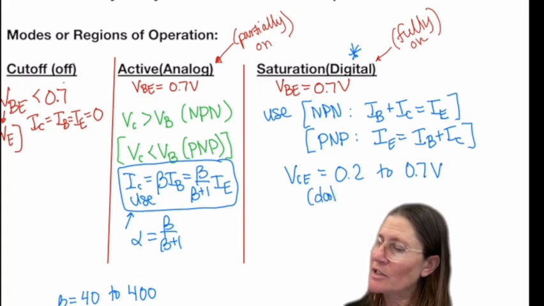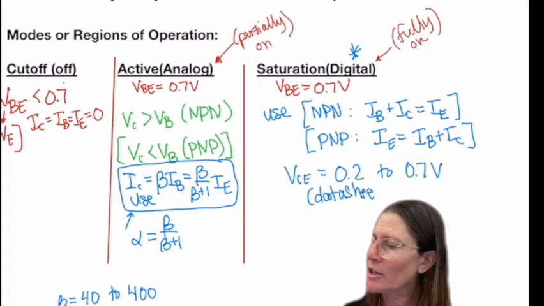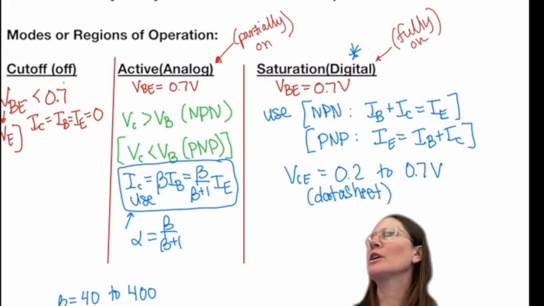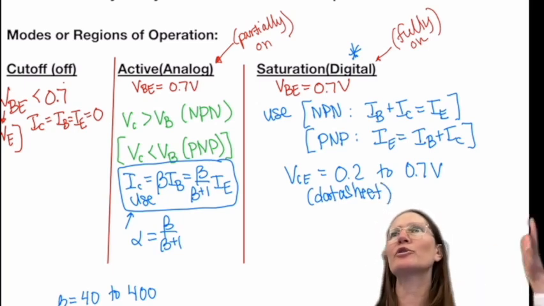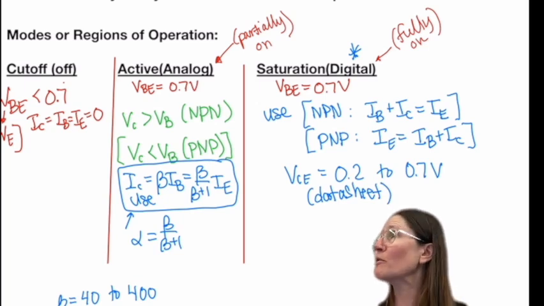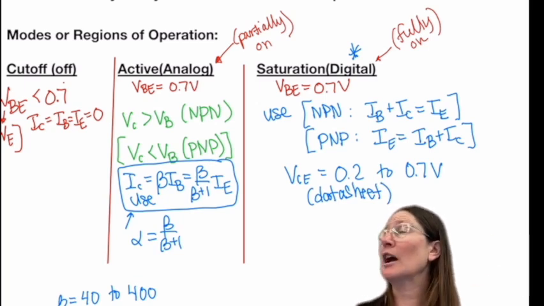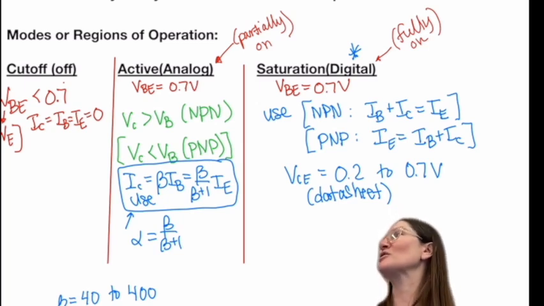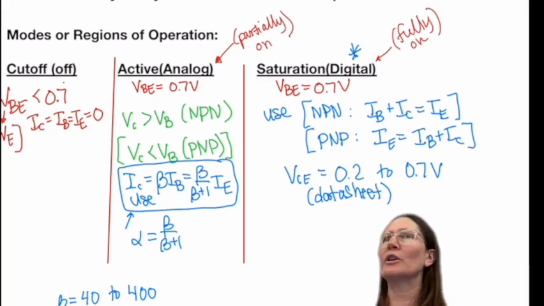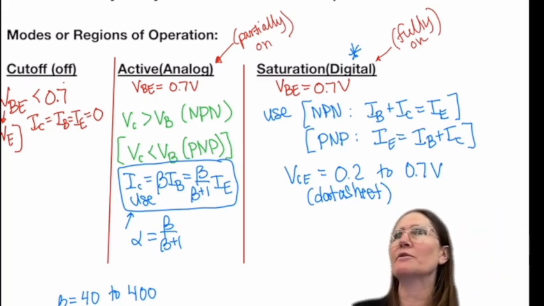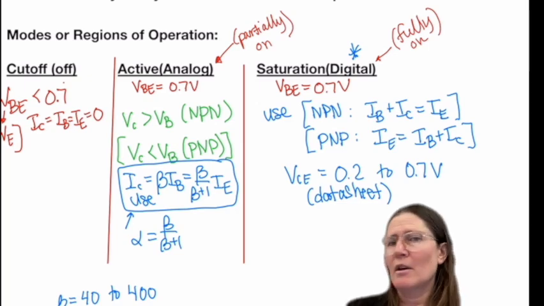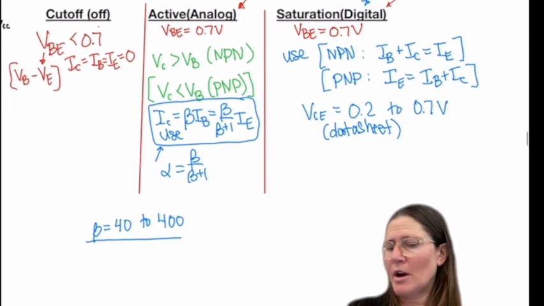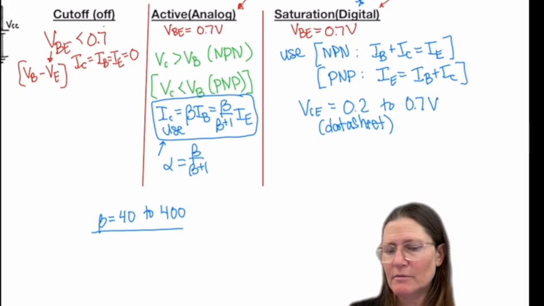A lot of times on a data sheet, you'll be given a range of a typical value, a minimum value, and a maximum value. So typically you would just use the typical value and design it, take it to a simulator, then go build it, and then make modifications knowing that these are going to be a little bit different. All right, questions about this?